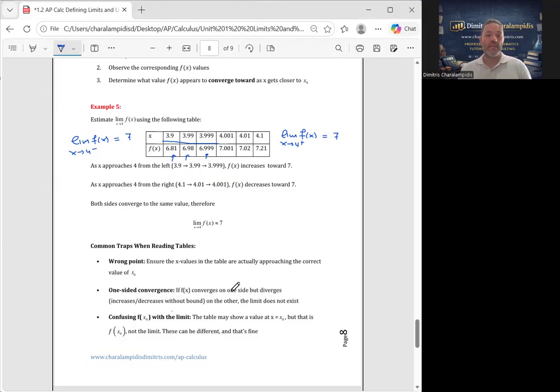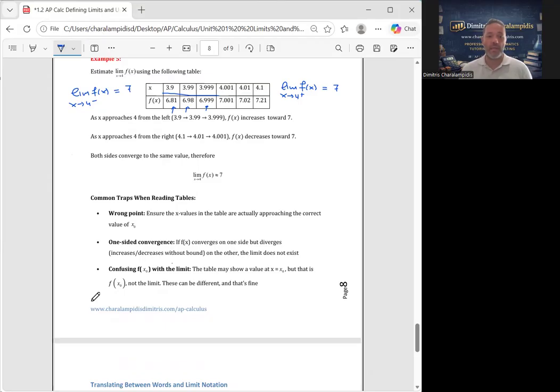But now let's see three common traps when reading tables. Trap number 1. Looking at the wrong x values. You should always make sure that the values are actually approaching the x value in the limit. Trap number 2. Checking only one side. For a two-sided limit to exist, you need evidence from both sides, not just from one.